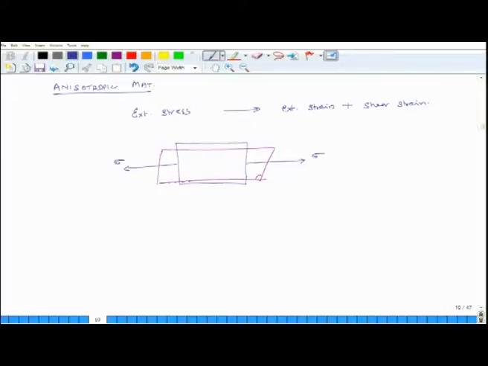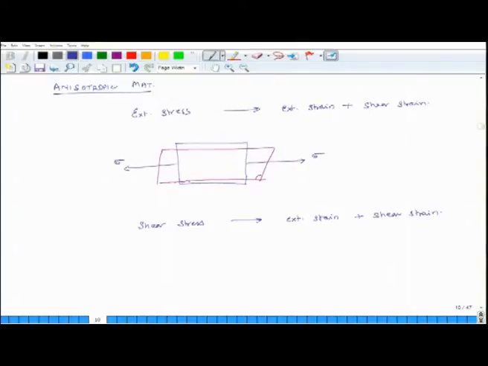And if I apply a pure shear stress, what does it do? It also generates extensional strain plus shear strain. So, these are anisotropic materials.